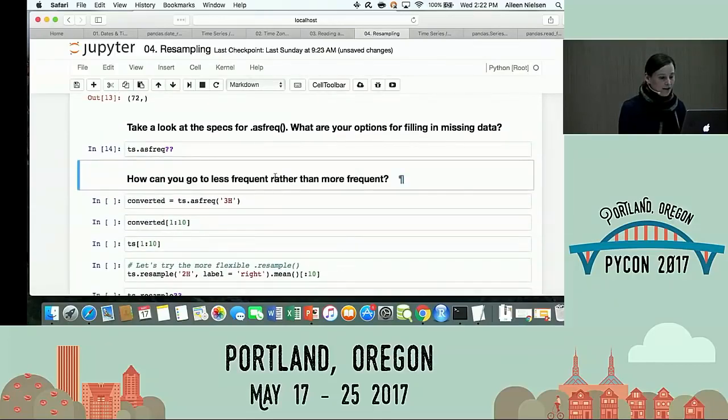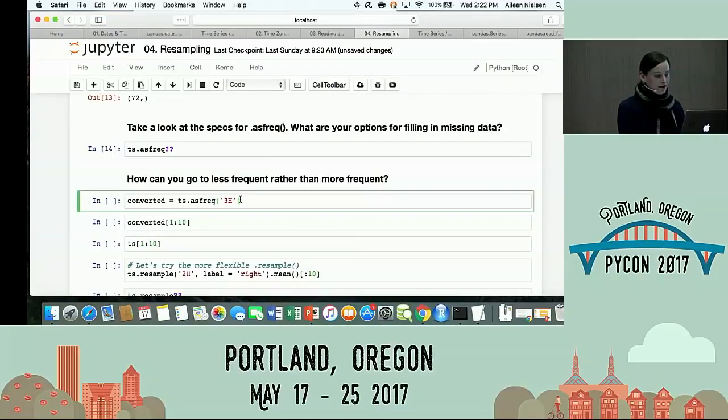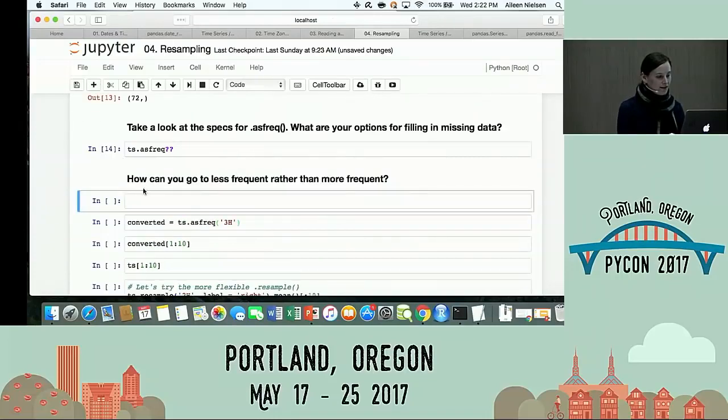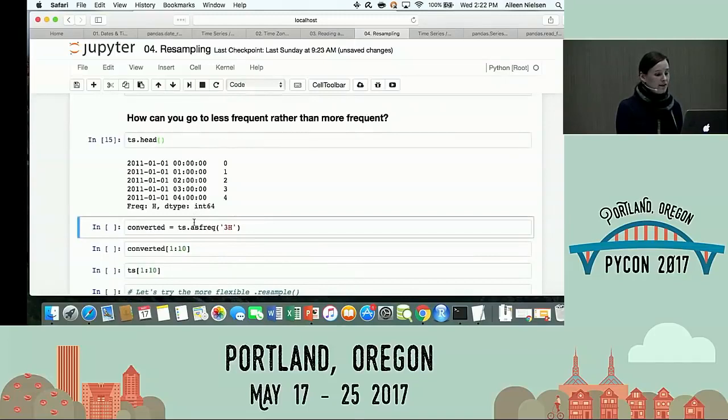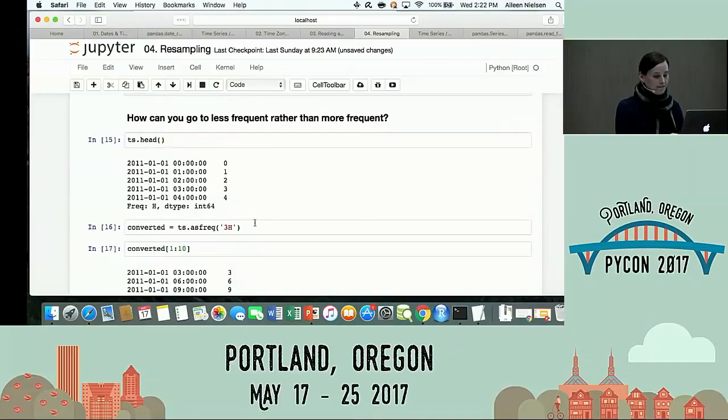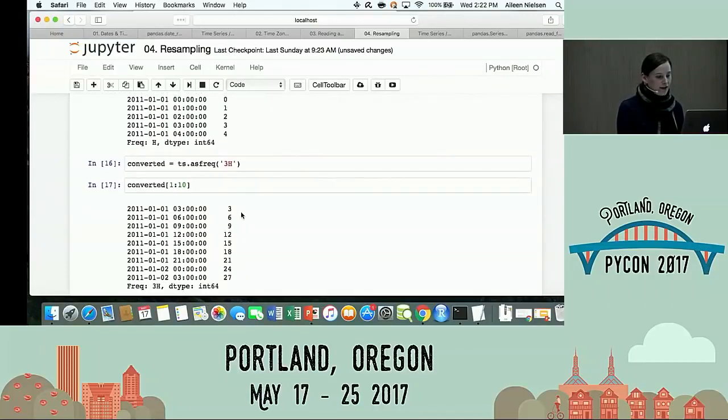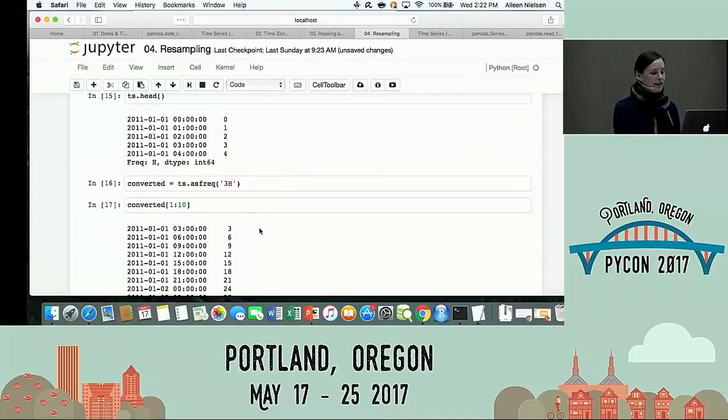Okay. Let's say I want to go less frequent rather than more frequent, right? So I had hourly, but maybe now I want every 3 hours. So let me just print out that TS again so we remember what that looks like. So here's our original time series. I now want to sample it only every 3 hours. And here I've got 3, 6, 9, 12, 15, etc.